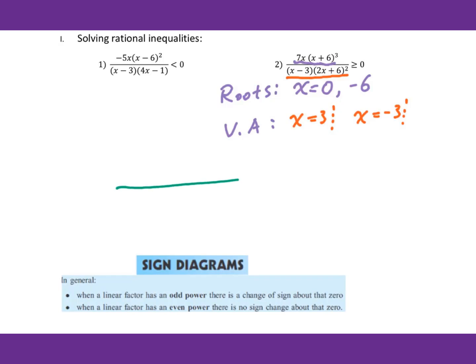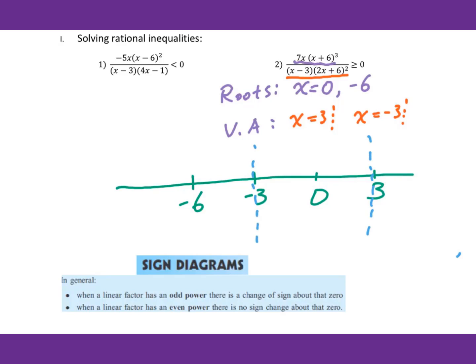Now we draw a number line. List the roots and vertical asymptote lines from least to greatest. We got negative 6, negative 3, 0, 3. The vertical asymptote lines will be 3 and negative 3.